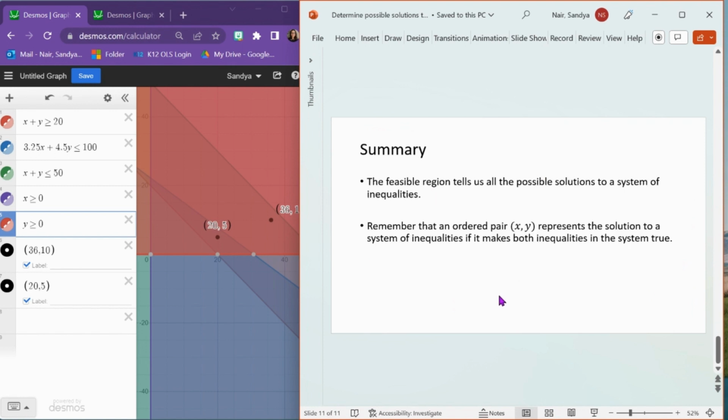All right, so the feasible region tells us all the possible solutions to a system of inequalities. Remember that an ordered pair (x, y) represents the solution to a system of inequalities if it makes both inequalities in the system true.